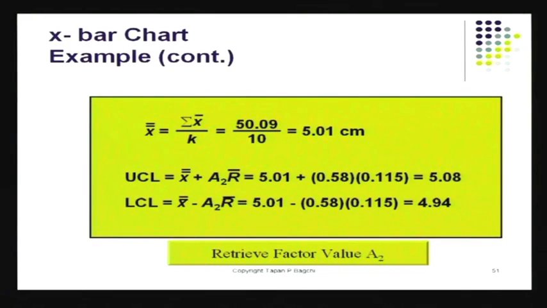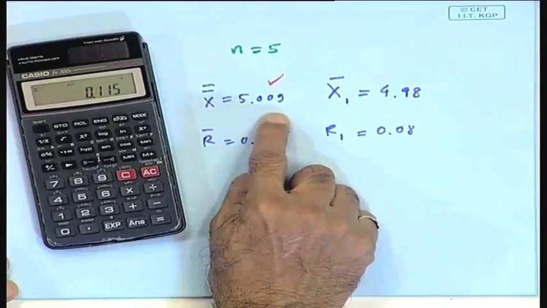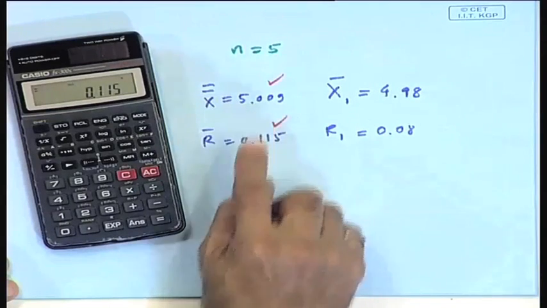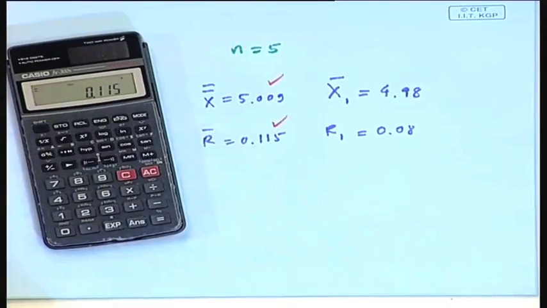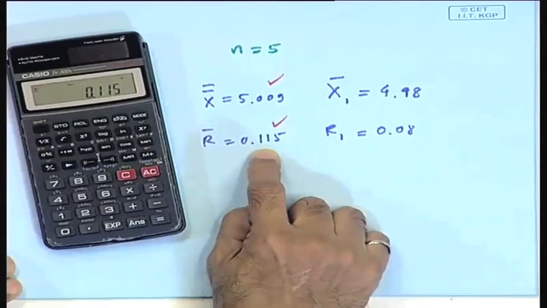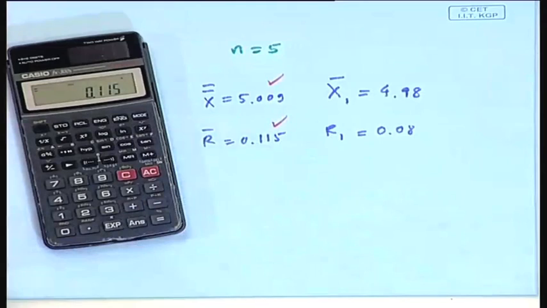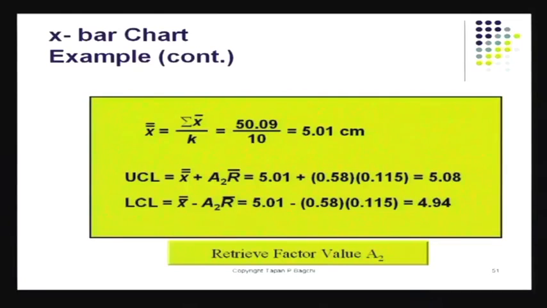And look at this, X double bar. He had 50.09. He divided by 10 and, in his own approximate way, he found 5.01. And I found, of course, 5.009. That's the only difference there. Then, with this, he also has calculated his R bar. And R bar, of course, luckily coincides with ours. R bar, in his case, is 0.115, which I see there. No real problem there.